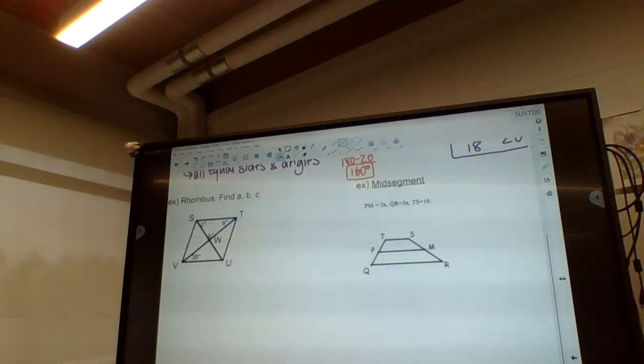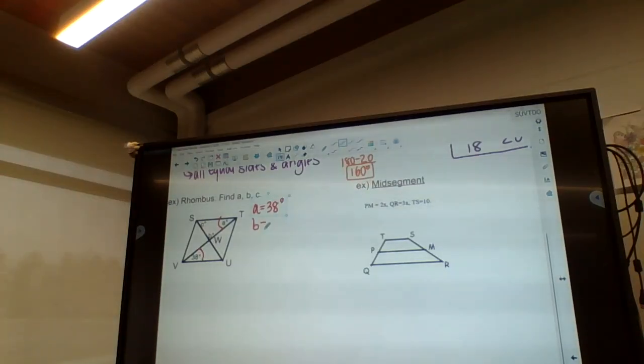Yeah, what do you think? A equals 38. Yeah, we have these alternate interior angles, so because the lines are parallel, A would have to be 38. Okay. Anyone have an idea about B or C? Yeah. Wouldn't B have to be 90 degrees?